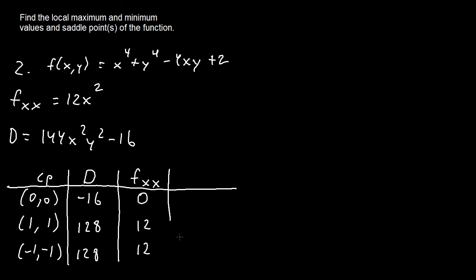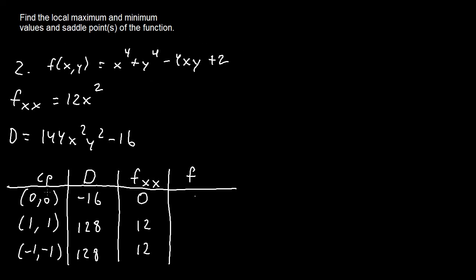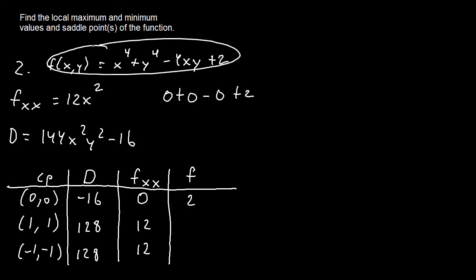And then our last column is going to be for the value of the original function, and we plug in each of these three critical points. So in order to find the value, let's go ahead and plug the critical point into the original function. So if I plug in 0, 0, we'll get 0 to the fourth, 0, plus y to the fourth is also 0, minus 4 times xy, so minus 4 times 0, and then plus 2, so that will give us a value of 2.